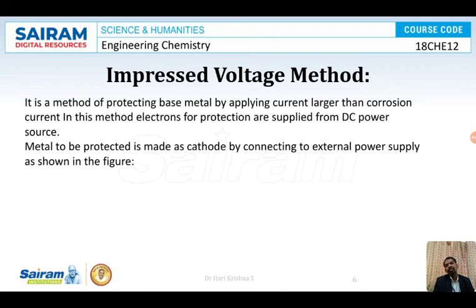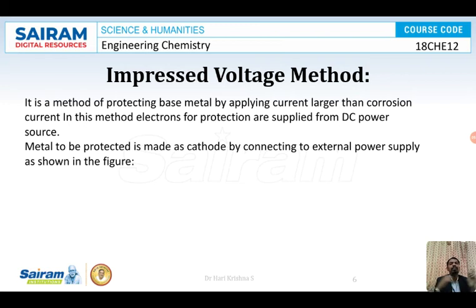The disadvantage is that it has a recurring cost. Next we have the impressed voltage method. The major application of this method is protecting oil pipelines, oil barrels, water pipelines, etc. In this method, the structure to be protected from corrosion is made the cathode, and an inert metal is made the anode.